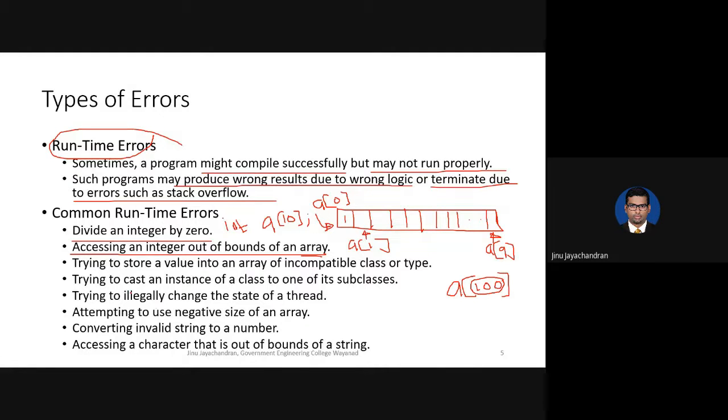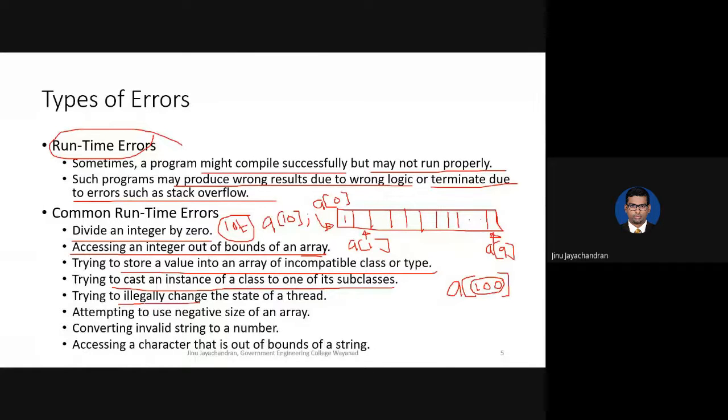Now, trying to store a value into an array of incompatible class or type. You see that this array is of type int, so each memory location can store only an integer value. Instead of this, you might move a floating point value into this array. That is not possible. That is a runtime error. Trying to cast an instance of a class to one of its subclasses. Casting means you are trying to modify one class so that it can fit into another class.